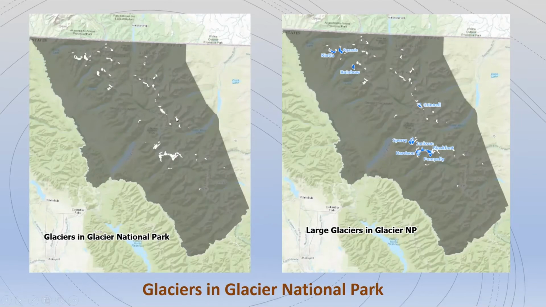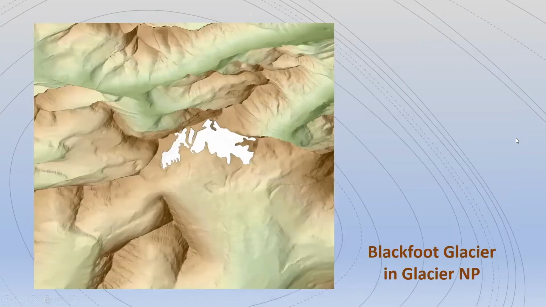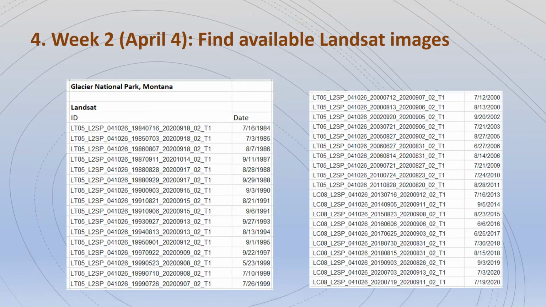On the left side, those are all the glaciers in the park. On the right side, you can see that there are some large glaciers. Specifically, they're concentrated in the middle of the park and northwest of the park. Some people also made 3D maps, and this is a 3D map of the Blackfoot, which is the largest glacier in Glacier National Park.